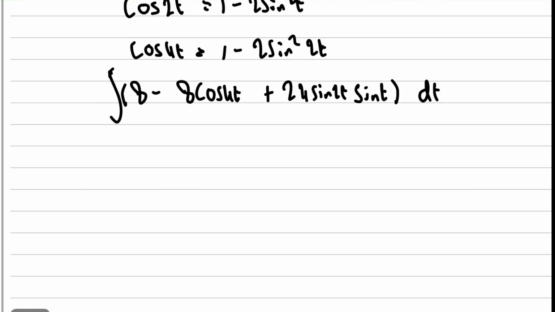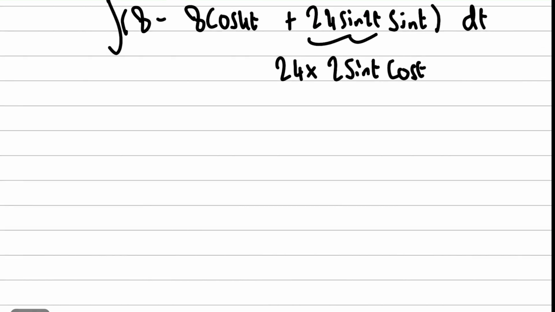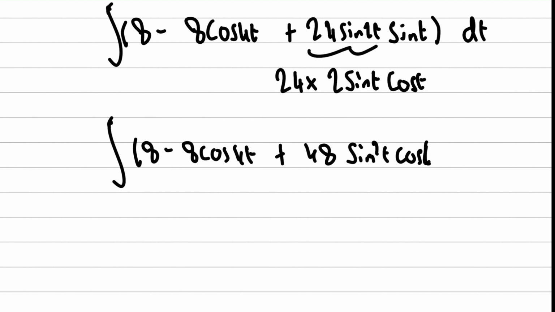dt. Now this sine 2t, that's the same thing as writing 24 times sine 2t is 2 lots of sine t cos t. So I need to times that out by the sine t. So if we write that all together, we're left with 8 minus 8 cos 4t in bracket plus 2 times 24, that's 48, multiplied by sine squared t cos of t. Close the bracket, we have dt.